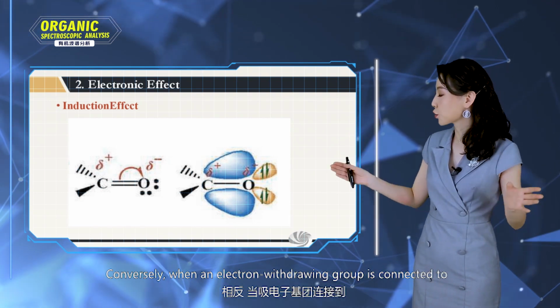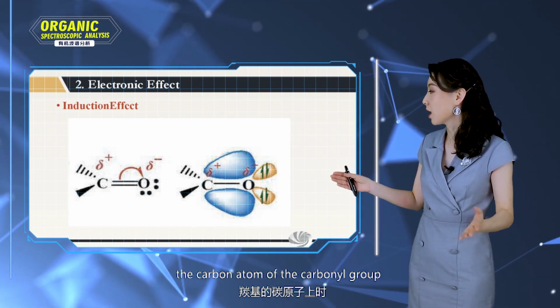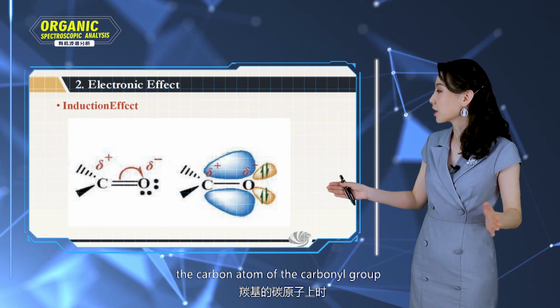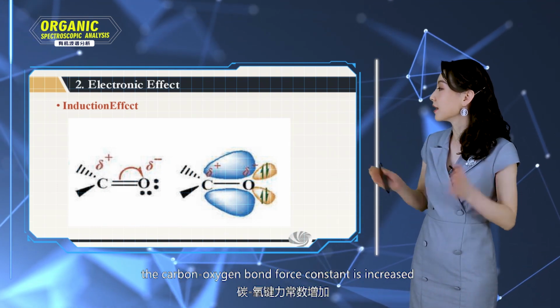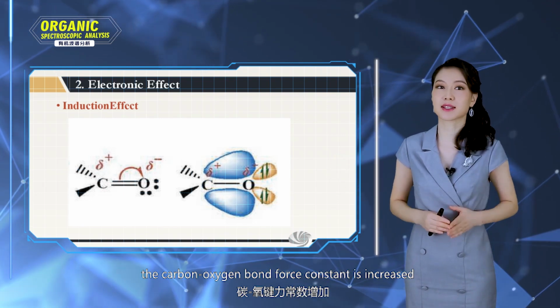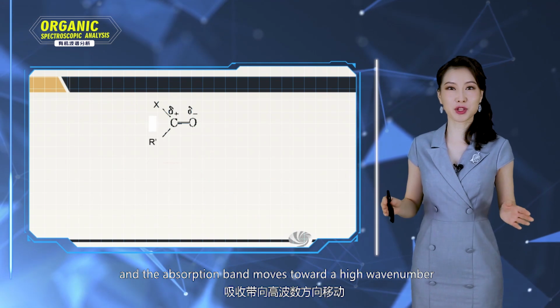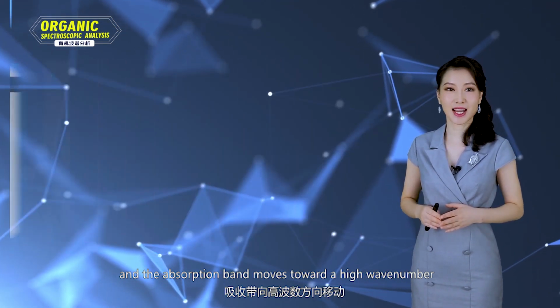Conversely, when an electron withdrawing group is connected to the carbon atom of the carbonyl group, the polarity of the carbonyl group is weakened and the carbon-oxygen bond force constant is increased. And the absorption band moves to a higher wave number.